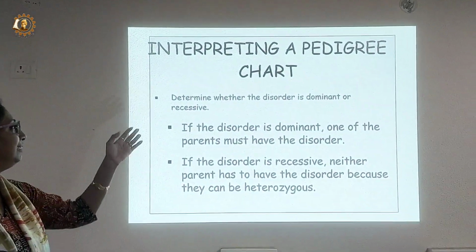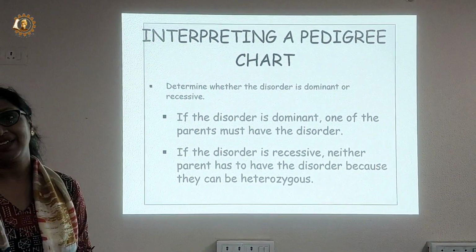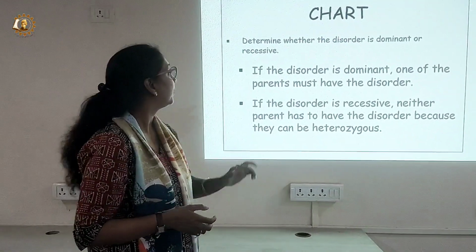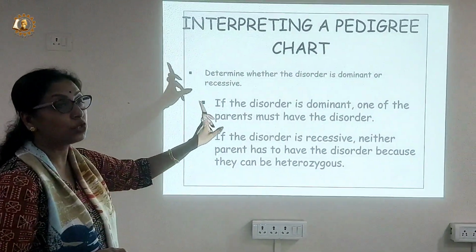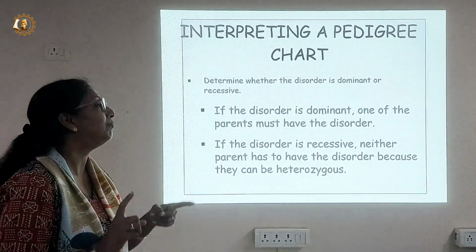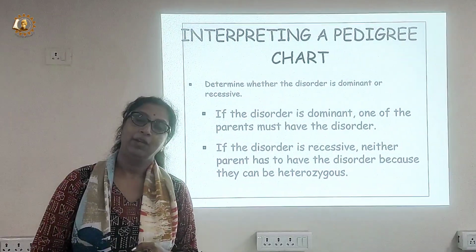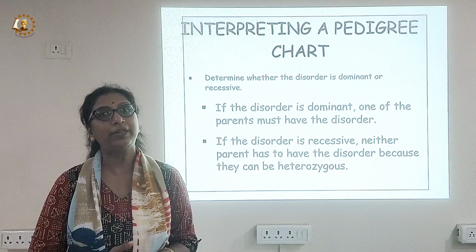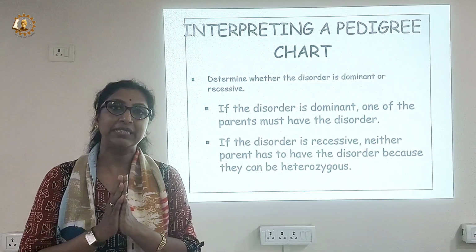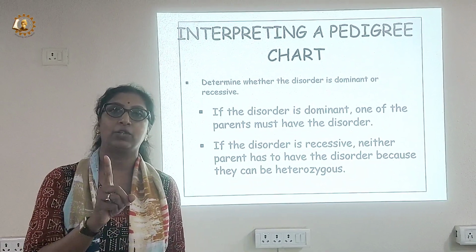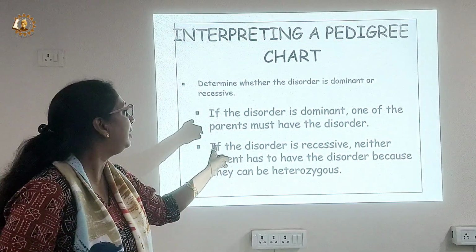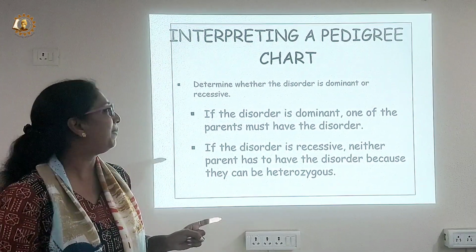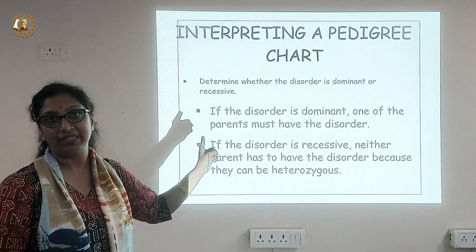Next, the dominant and recessive part: whether it is a dominant pedigree or a recessive one. If the disorder is dominant, one of the parents must have the disorder. Hopefully, students, you remember I have repeatedly told you in my class, any one of the parents must have that particular disorder or the affected allele, then only their children will get that affected allele from their parents. And this is the dominant disorder.